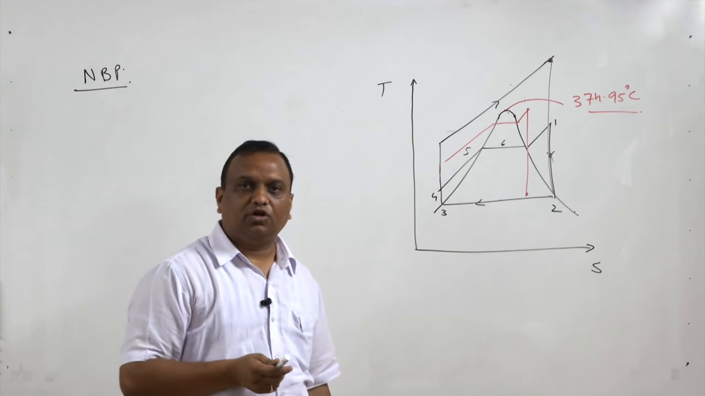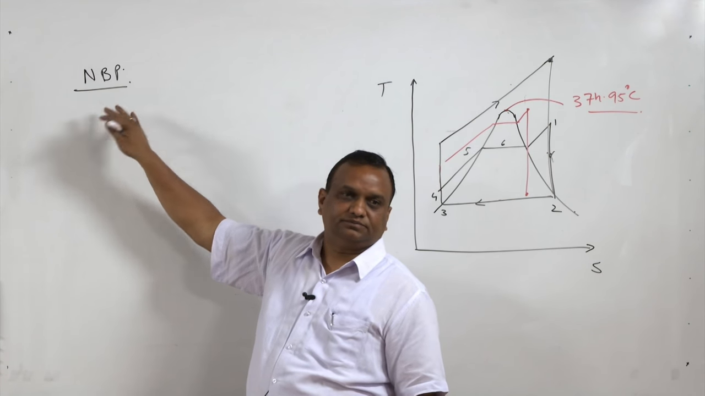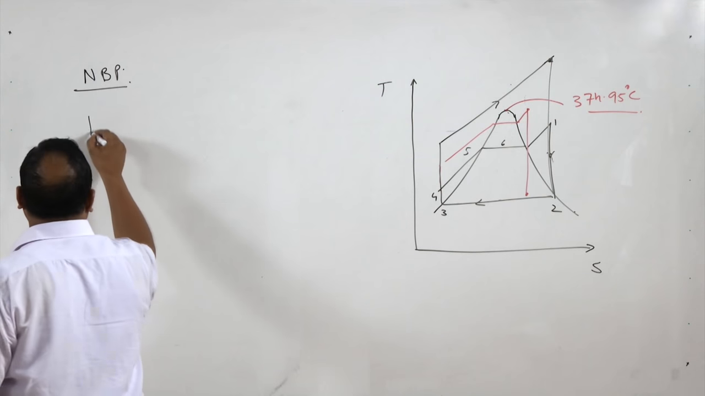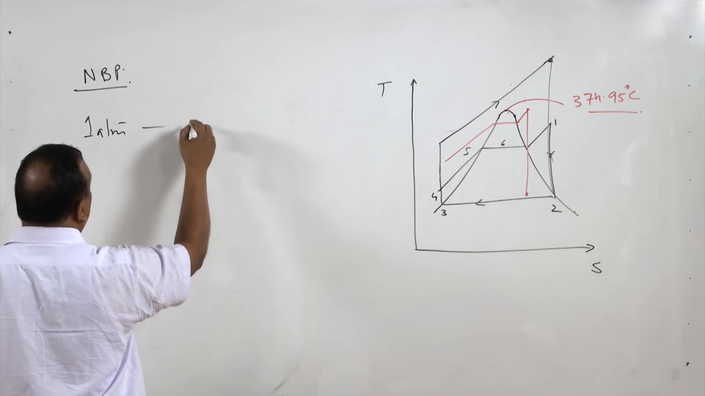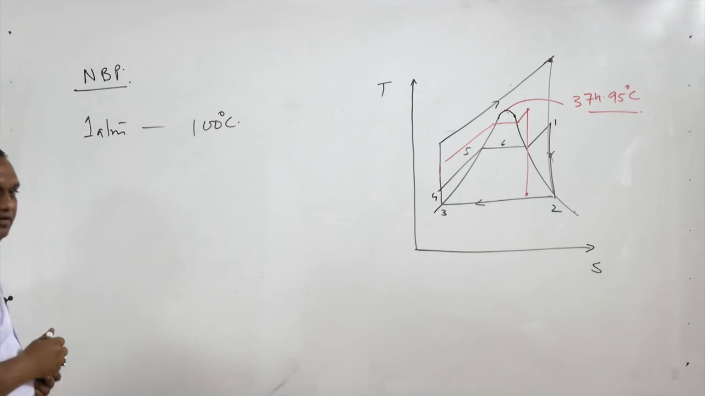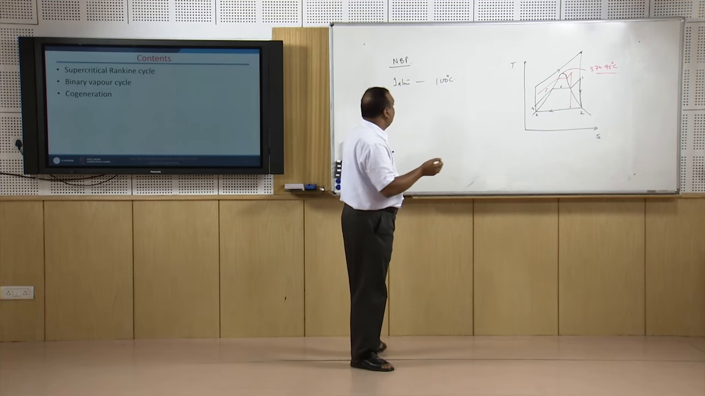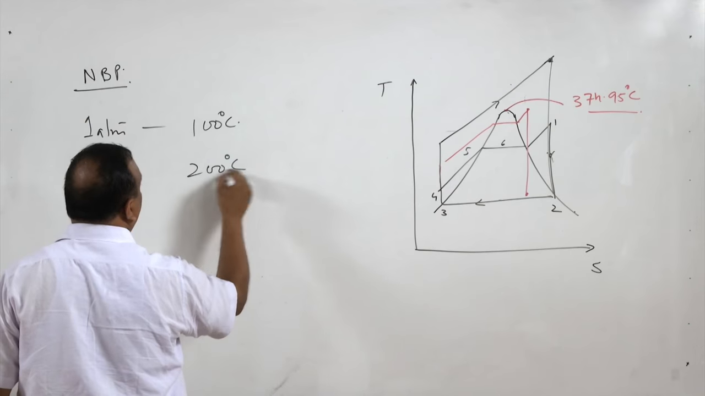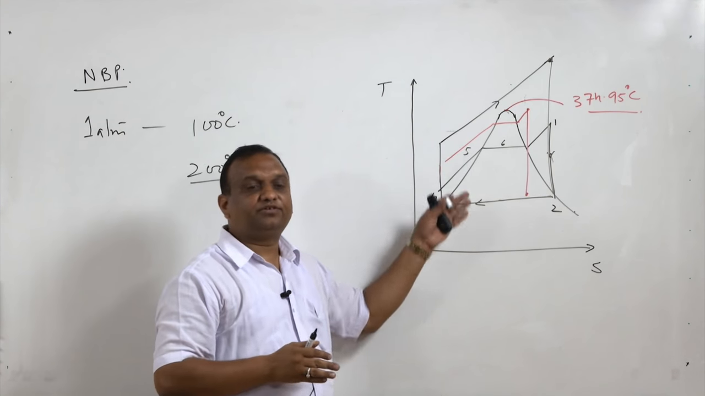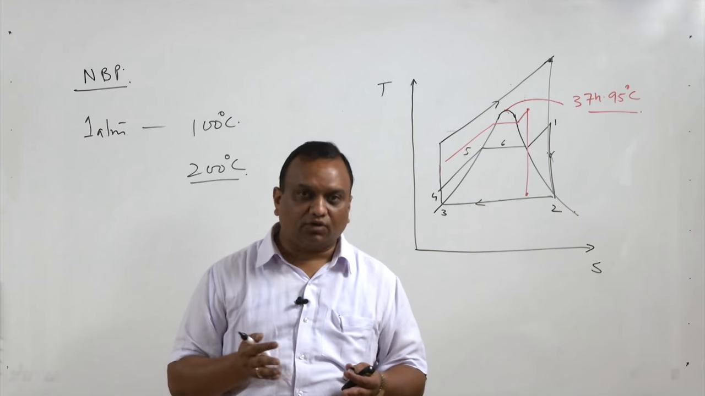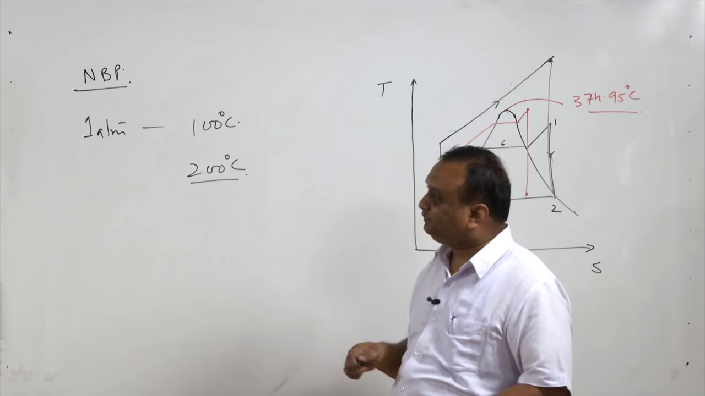Now, what is the normal boiling point? The normal boiling point is the boiling point of the fluid at 1 atmospheric pressure. At 1 atmospheric pressure, the normal boiling point of water is 100 degrees centigrade. So, we should go for a fluid which has a higher normal boiling point. If any fluid has a normal boiling point of, let us say, 200 degrees centigrade, we will not have to go for higher pressure. The system can work at relatively lower pressure, the cost of the plant can be reduced, and further the efficiency of the system will also increase.